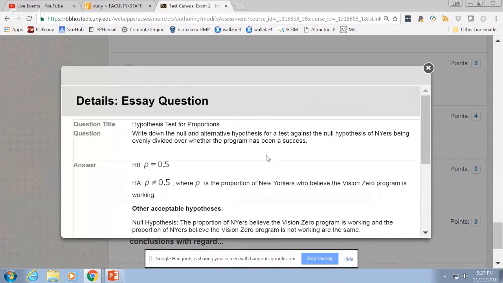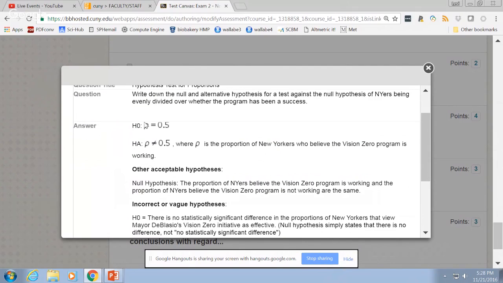So, null and alternative hypotheses for a test against the null hypothesis of New Yorkers being evenly divided over whether the program has been a success. So here is the easy way to write it down. H0: rho, using a Greek letter because it's a population parameter, equal to 0.5, and HA: rho not equal to 0.5, where rho is the proportion of New Yorkers who believe that the Vision Zero program is working.